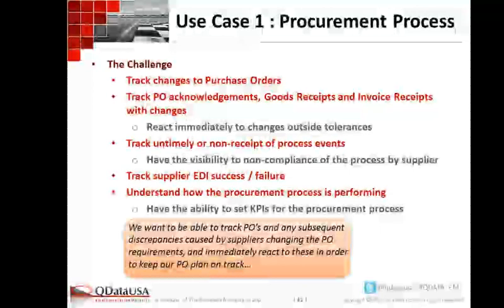We want to track the purchase orders all the way from PO acknowledgement, goods receipt, invoice receipt to changes. So it's the same scenario that we just went through over here. And we want to react immediately to those changes. We want to also track untimely or non-receipt of those events. And we want to track the supplier EDI success and failure. All right. The last part that we added over here is to understand how the procurement process was performing, and then also in particular to the EDI piece.